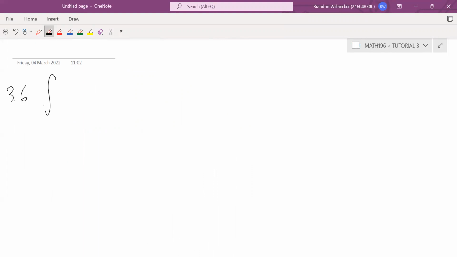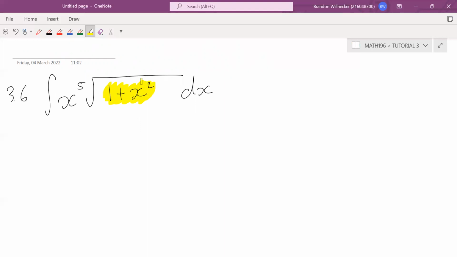Here we have the integral of x to the 5 square root of 1 plus x squared dx. Okay, so what should we let be u? Well, we could let it be x to the 5, but that's not really going to get us anywhere because we still have the square root of 1 plus x squared. So we should actually let this inside part be u. Again, knowing to do that just comes with practice.